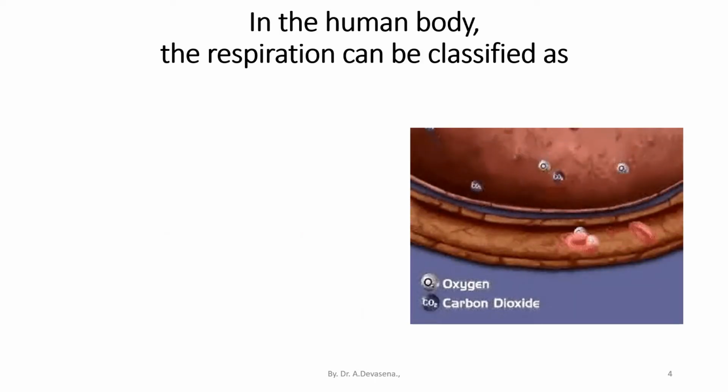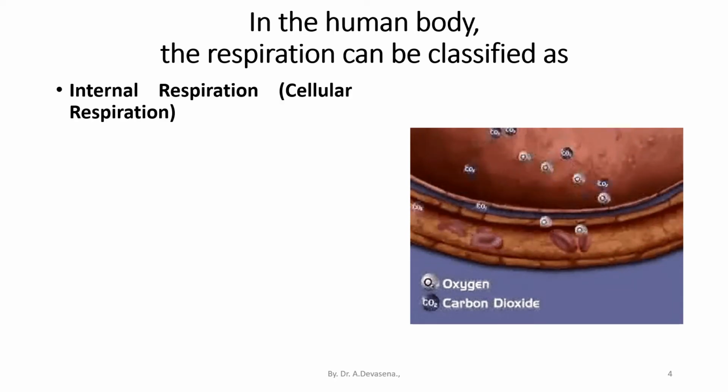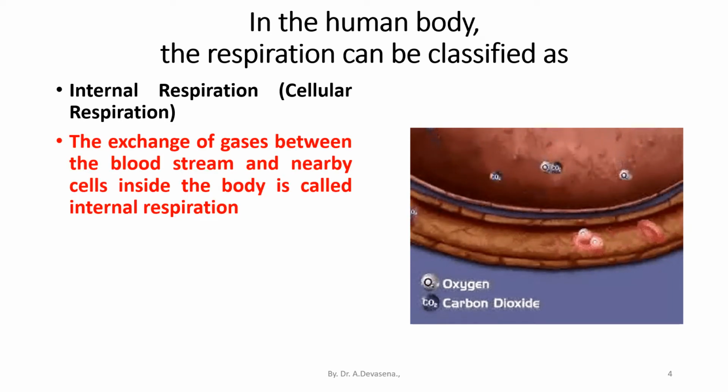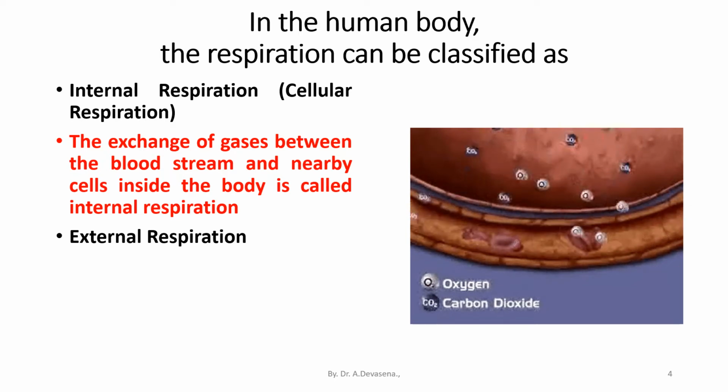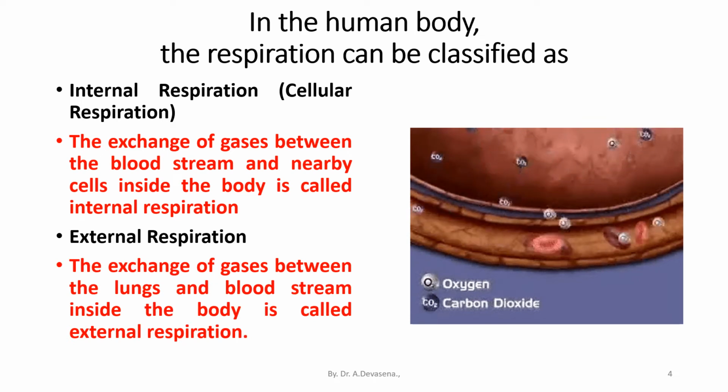In the human body, respiration can be classified as internal respiration, that is, the exchange of gases between the bloodstream and nearby cells inside the body is called internal respiration, and the next one is external respiration. The exchange of gases between the lungs and the bloodstream inside the body is called external respiration.